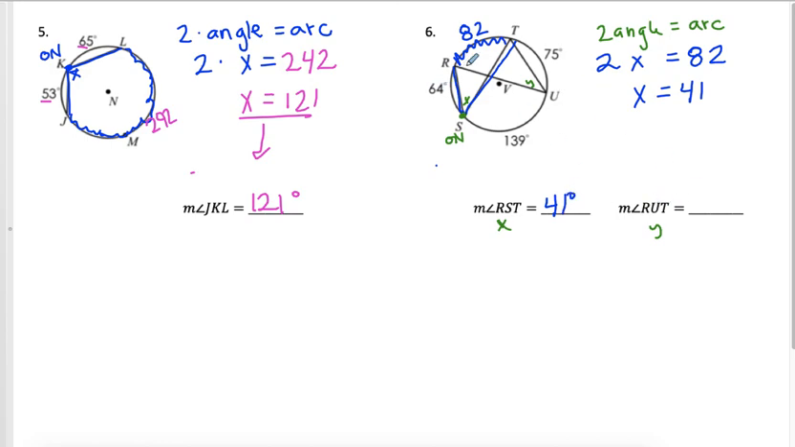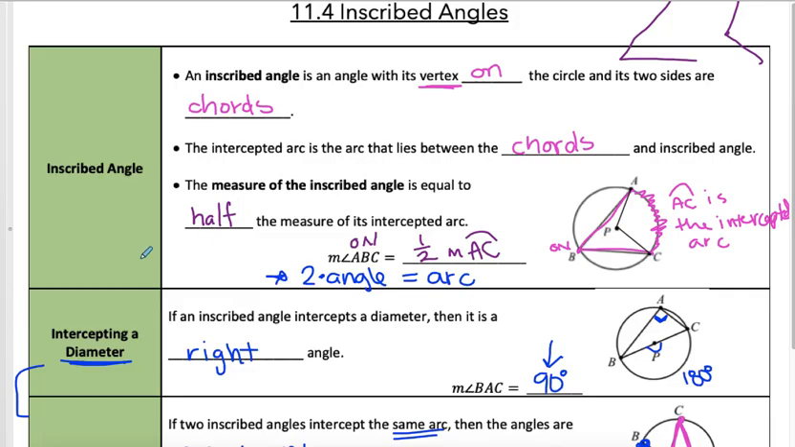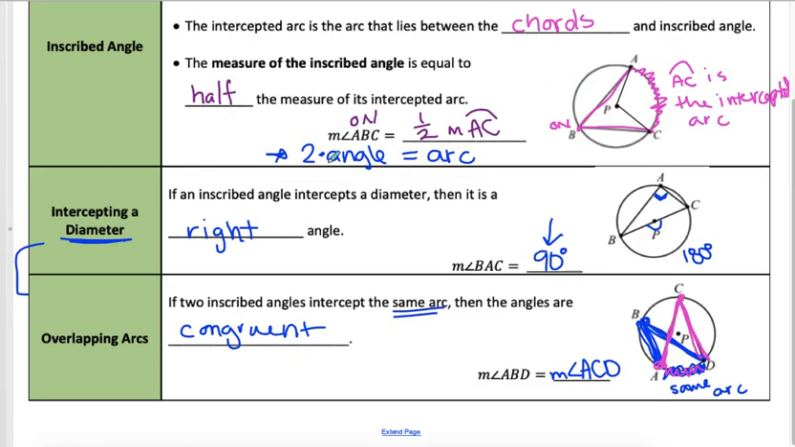If we look at RUT, okay, so this is this angle. This is another angle that's on the circle. 2 of the angle equals the arc. And now we have 2 of angle Y over here, but look that it's capturing the same arc. That's the same 82 degrees that we found when we did this one. That's why this is going to be the exact same. They captured the same arc. And that's our other special case that we had here. Intercepting a diameter, special case here, we have to know the 180. Two angles intercepting the same arc, those measures are going to be congruent.